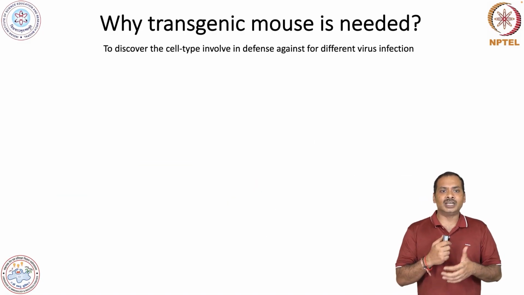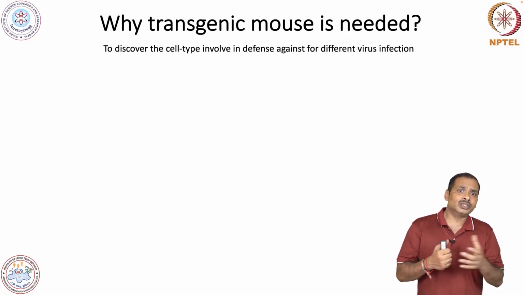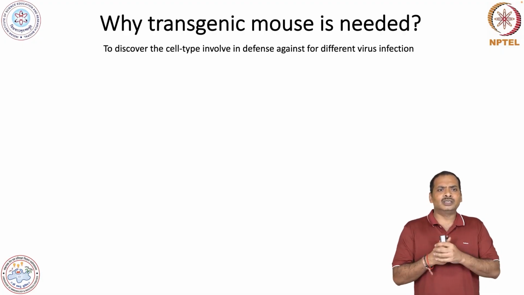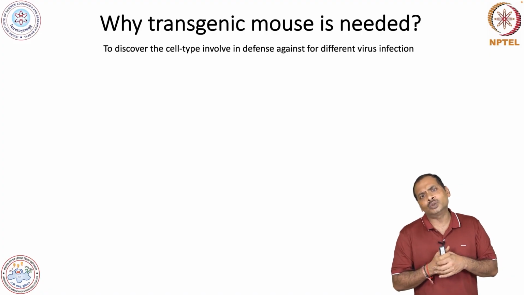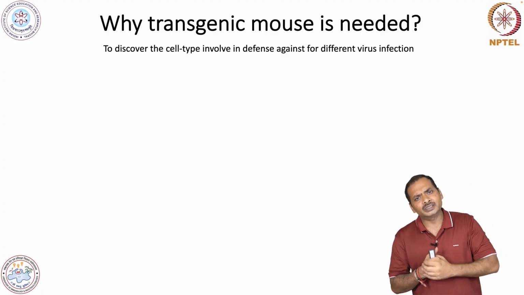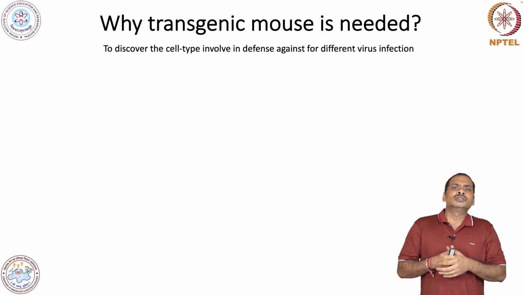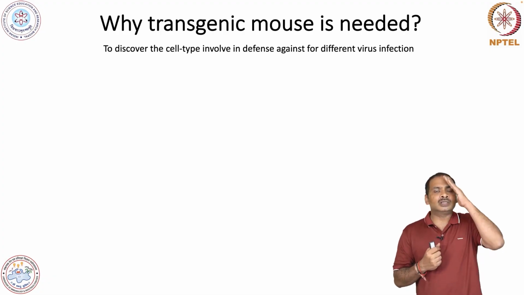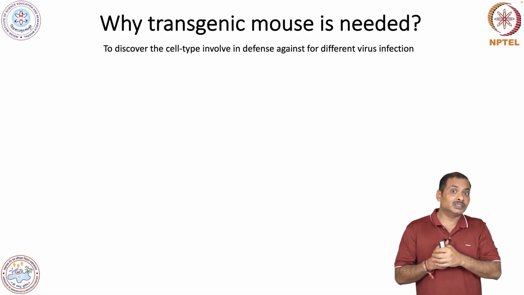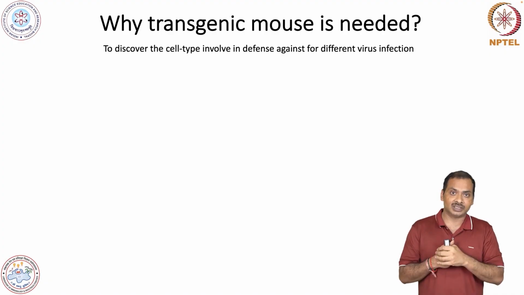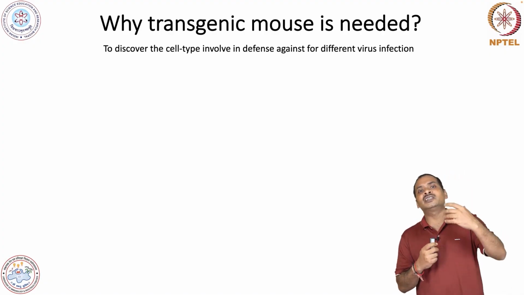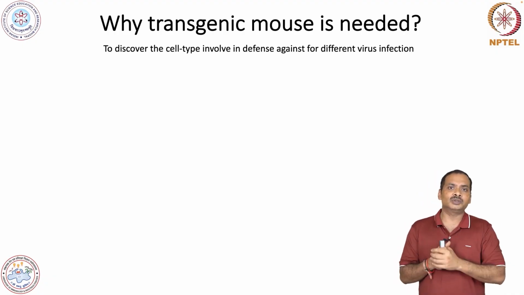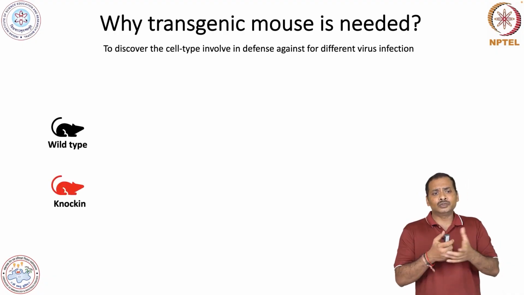Another example I would like to give is about the knock-in mice. For example, you have discovered a cell type which is playing a very important role against a particular virus or bacterial infection. How will you prove it? You will find the gene which is exclusively expressed in that particular cell type, and you will create a GFP knock-in mice. You will put the GFP molecule in that, and then perform this experiment.